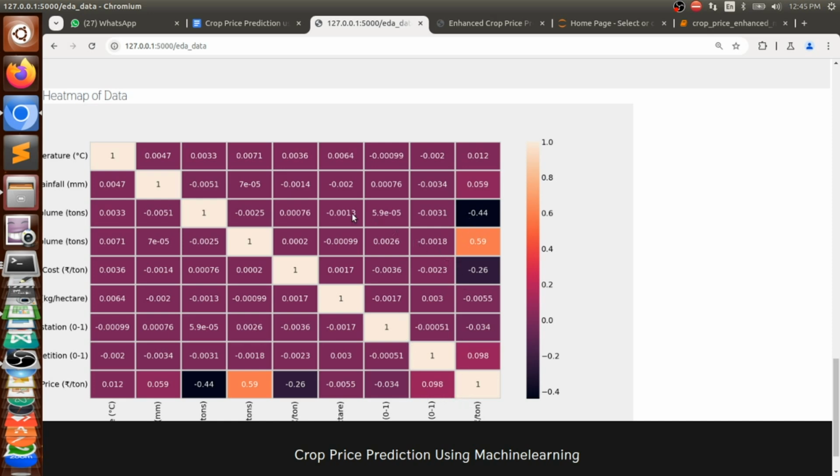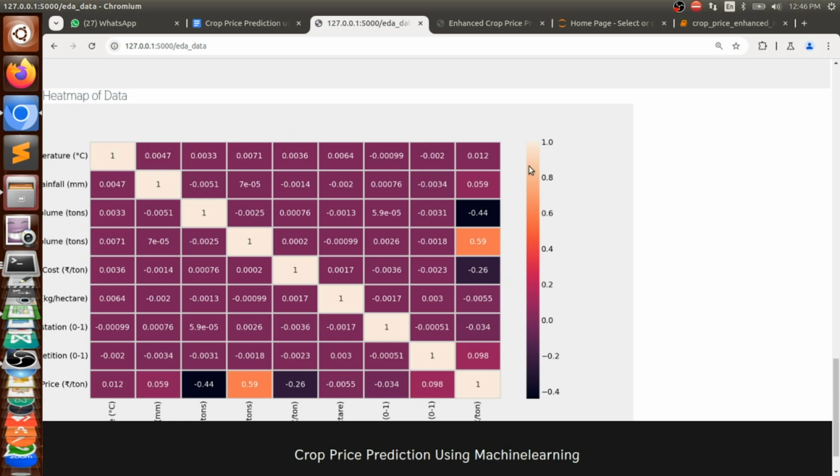Like this, you can check any combination of parameters and how they impact each other. Mainly our target should be the last column, because our output depends on the other inputs. Now, you can see rainfall has an impact too. 5% impact is there on the price, and temperature has a 0.1%, 1-2% impact on the price.